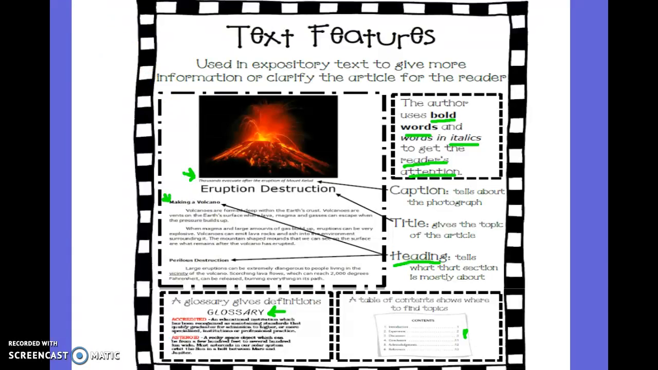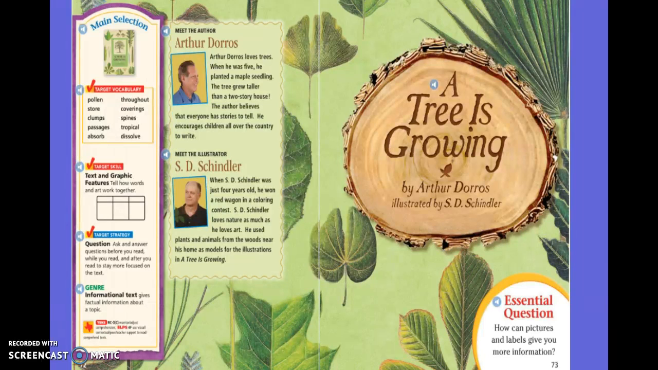Alright, so those are just a few of the text features you're going to be looking for today, but you're going to see in our story this week that there's many other text features, and text and graphic features have been added to these stories for a very specific reason. The author doesn't just randomly put them in there.